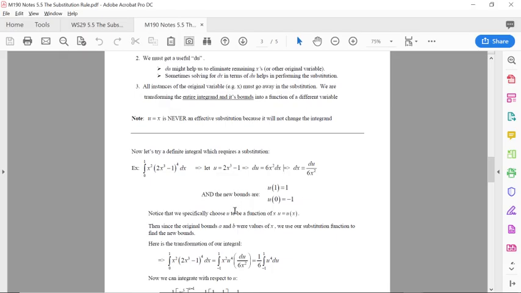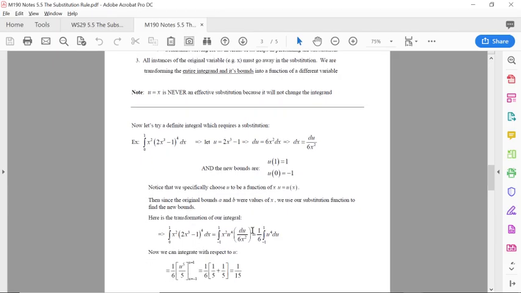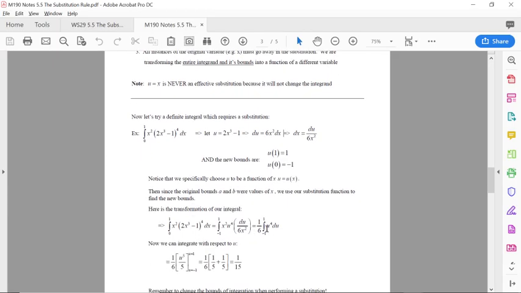Okay, and then we have to replace the bounds. So we had x is equal to 1, x is equal to 0, and here was how we can find u. So when x is equal to 1, we get u is equal to 2 minus 1, which is 1. And when x was equal to 0, we get u is equal to 0 minus 1, which is negative 1. So the new bounds would be from negative 1 to positive 1, and after the substitution is complete, we end up with 1/6 times the integral from negative 1 to 1 of u to the 4th du. And now the general power rule can help us complete this exercise. So u to the 5th over 5.